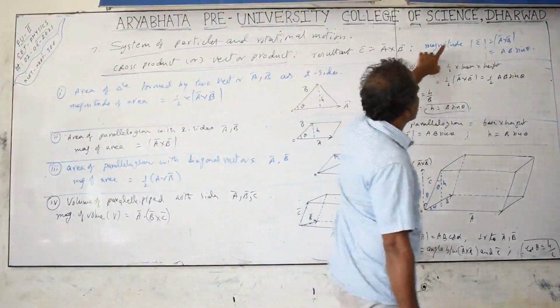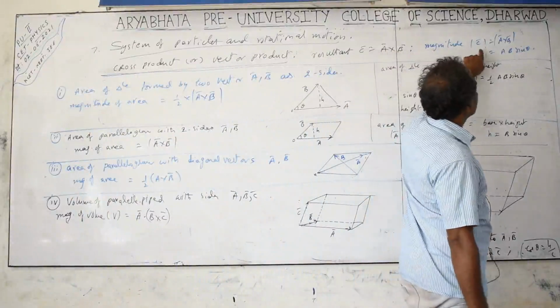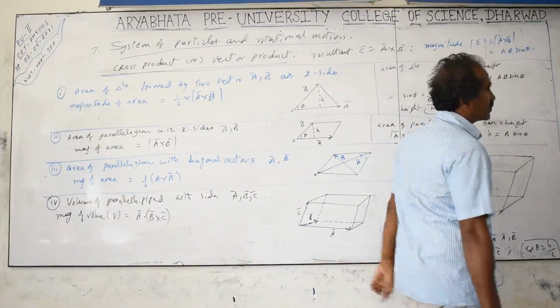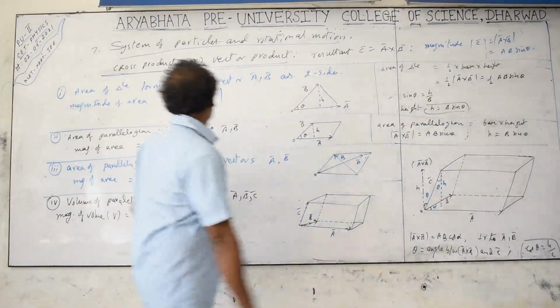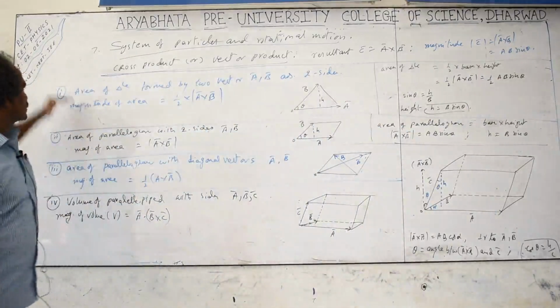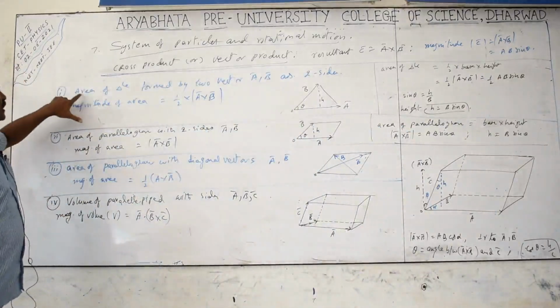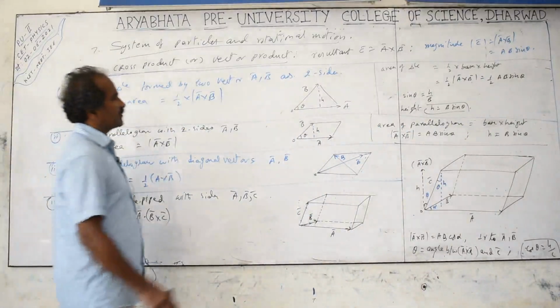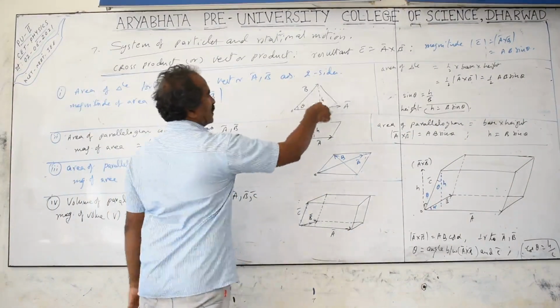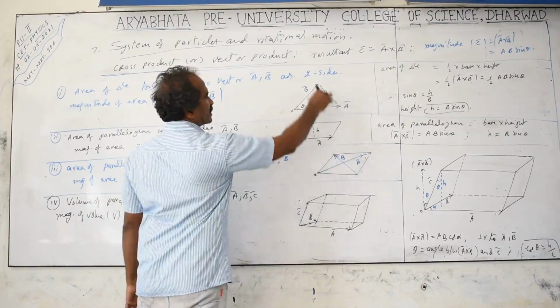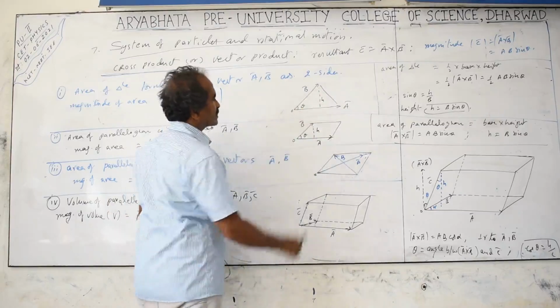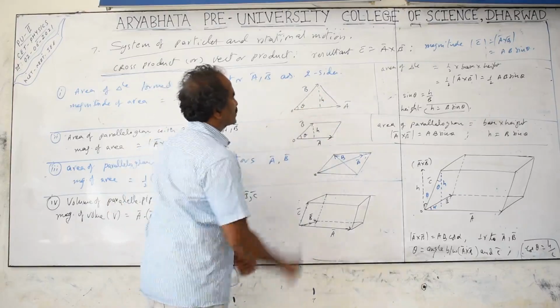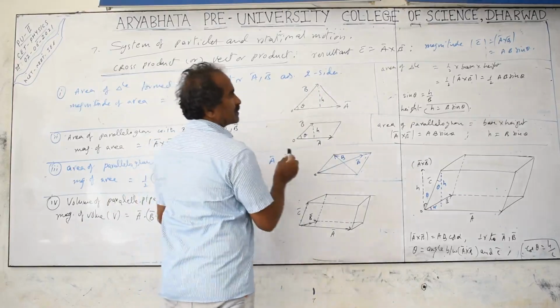The magnitude of the resultant vector C bar is equal to the magnitude of A cross B, which equals AB sin theta. Next, general problems based on this: the area of a triangle formed by two vectors. If I am given the two vectors A and B, the triangle has three sides, and the third side is not required for us. The joining of the two ends of the vectors forms the third side.